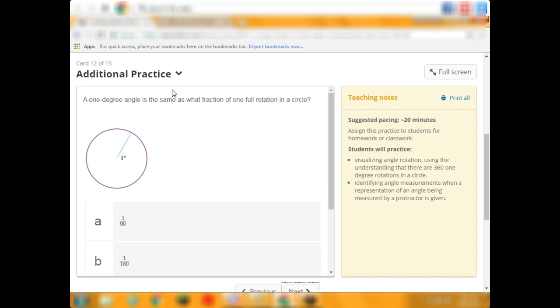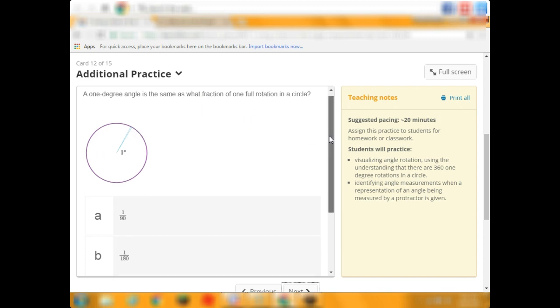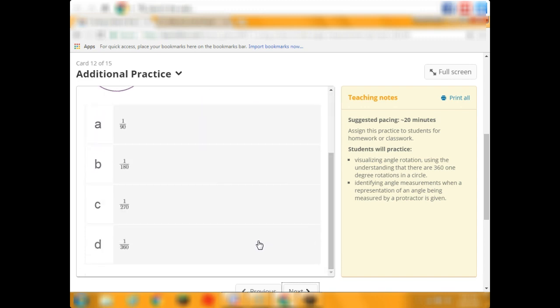A 1-degree angle is the same as what fraction of a full rotation of a circle? Obviously, it's 1/360.